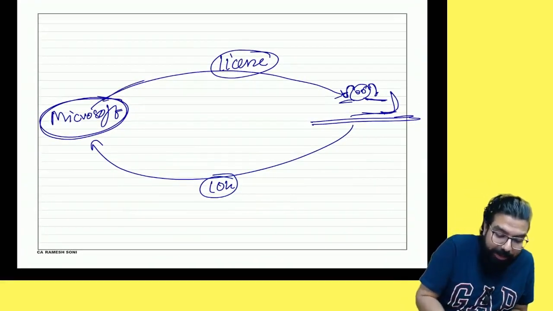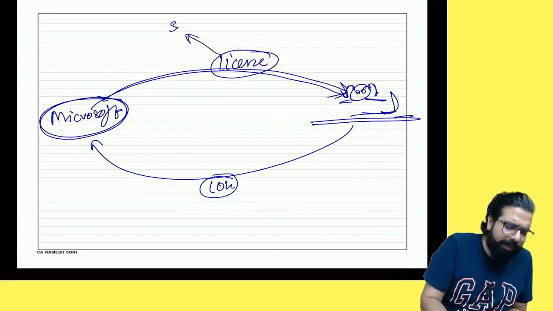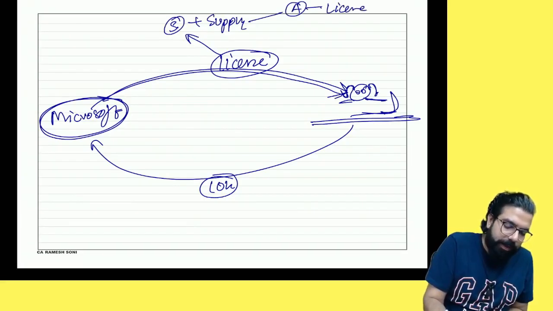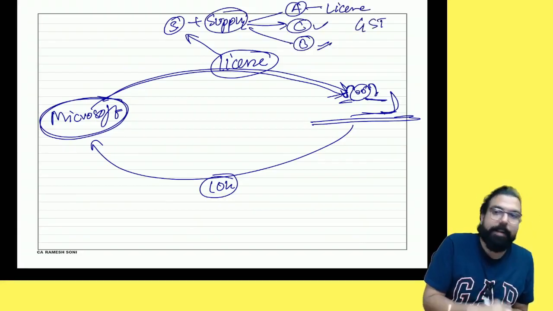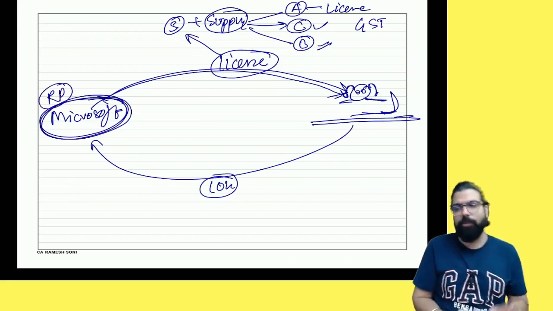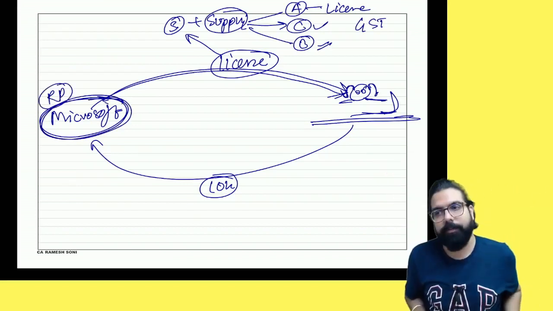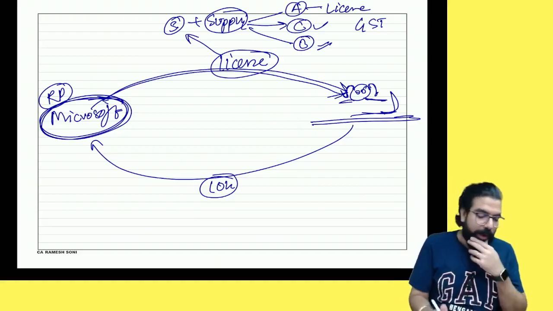My question: is this activity of Microsoft supply? Is giving a license goods or service? Is it supply? What activity is it? Is it for a consideration? Is it in the course of business? Supply, not supply? Will GST get imposed? When GST gets imposed, if Microsoft is a registered person, what should they do? Is my point clear to all? Can I go ahead, everyone?